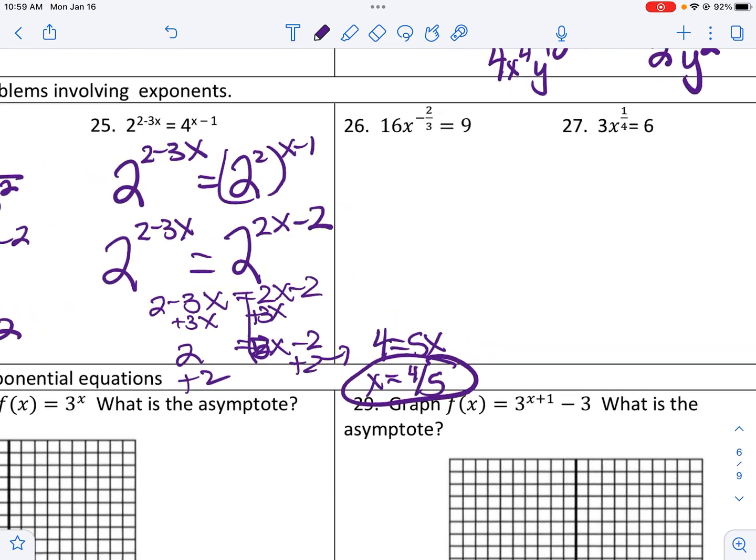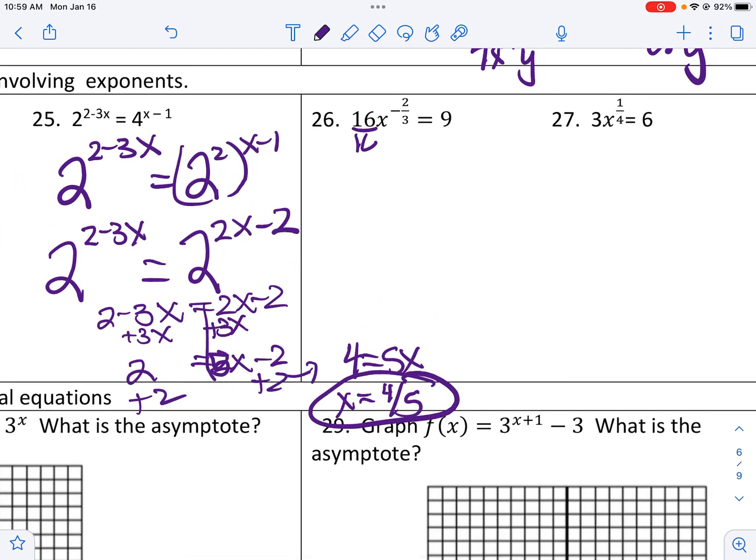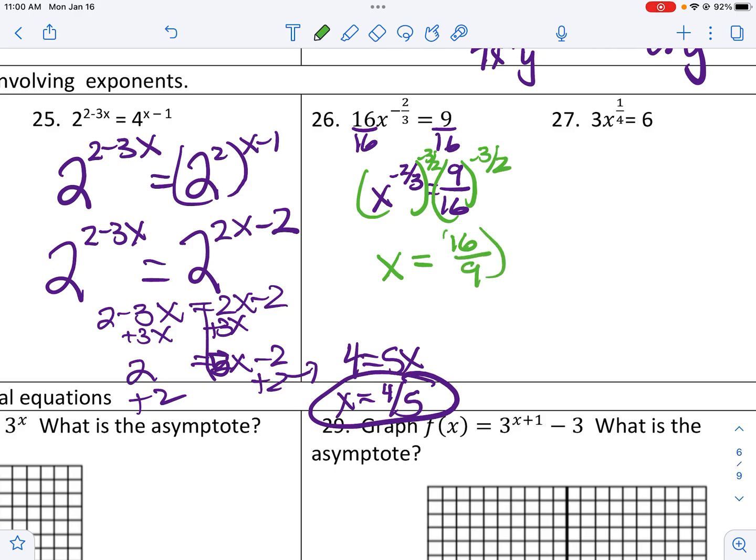All right, so this next one here, let's get that base by itself. So divide by 16. So x to the negative 2/3 equals 9 over 16. Well, then we have to raise it to this power. So if we flip it, that'd be to the negative 3 over 2. So x equals, I'm going to flip this, so 16 over 9 to the 3 over 2. So this is 16 to the 3 over 2 over 9 to the 3 over 2.